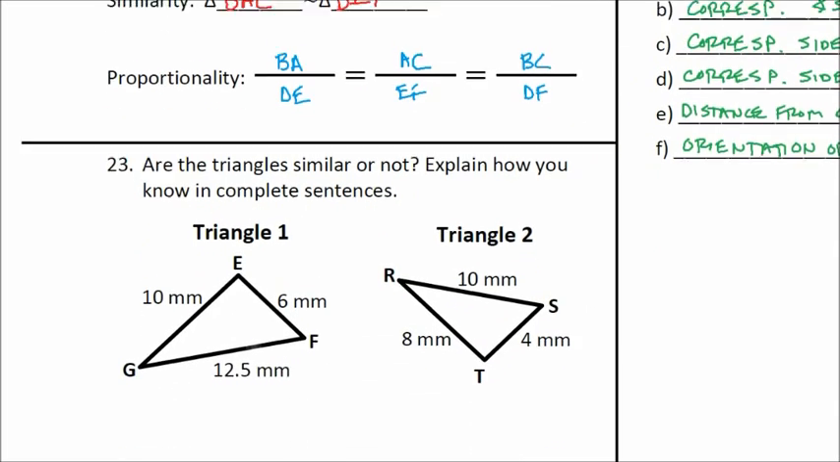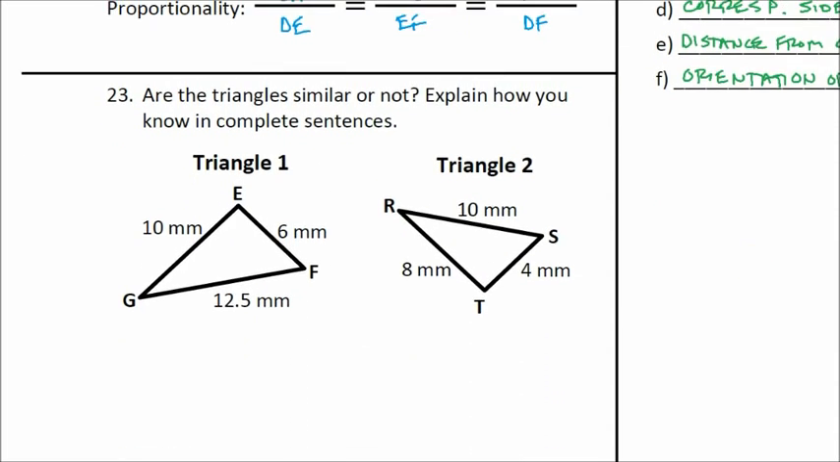All right, let's take a look at number 23. Are these triangles similar or not? Explain how you know in complete sentences. Okay, again, we're going to look at our three shortcuts for proving similar triangles. We've got AA, SSS, and SAS. Well, we don't know any angles, so AA is out, but we do know all three sides, and that means we are using SSS.